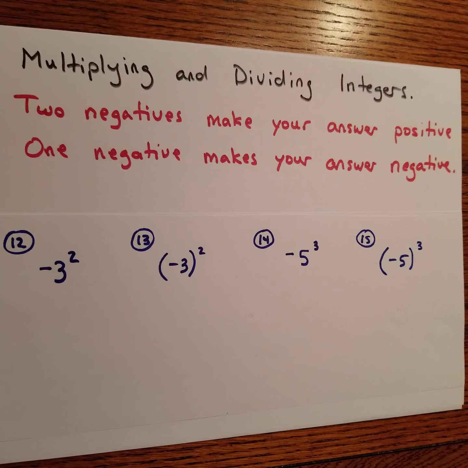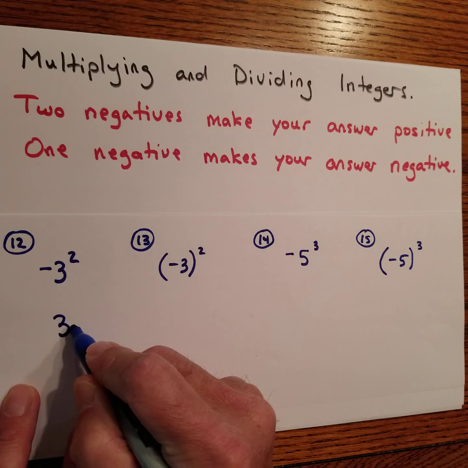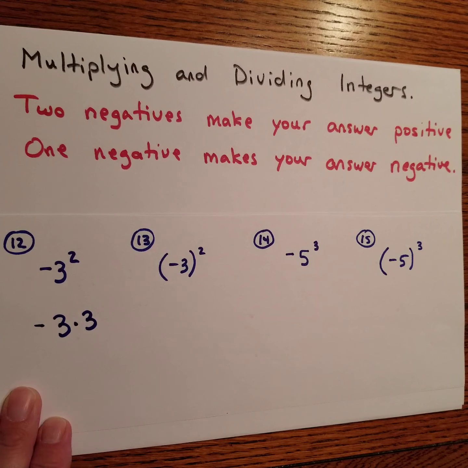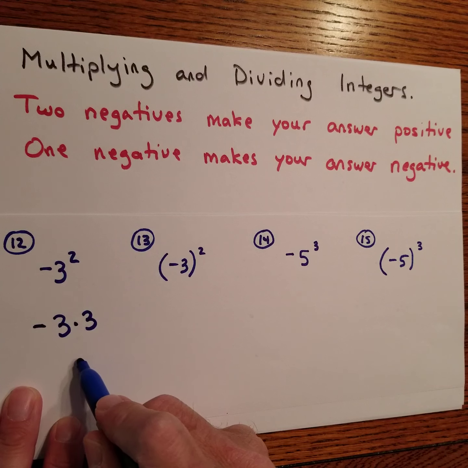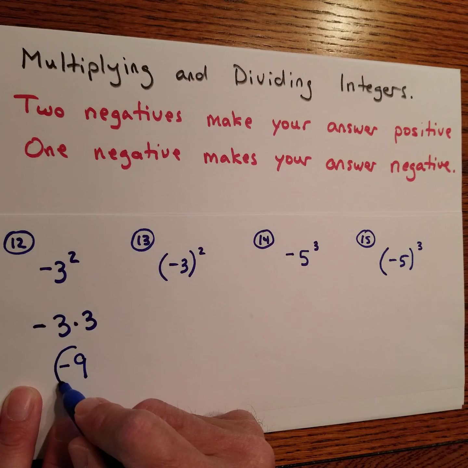Multiplying integers includes taking care of exponents. It gets very tricky with negative numbers taken to exponents. Look at 12 and 13. In number 12, we are taking 3 to the second power, and there's one negative. 3 times 3 is 9, and one negative makes your answer negative.